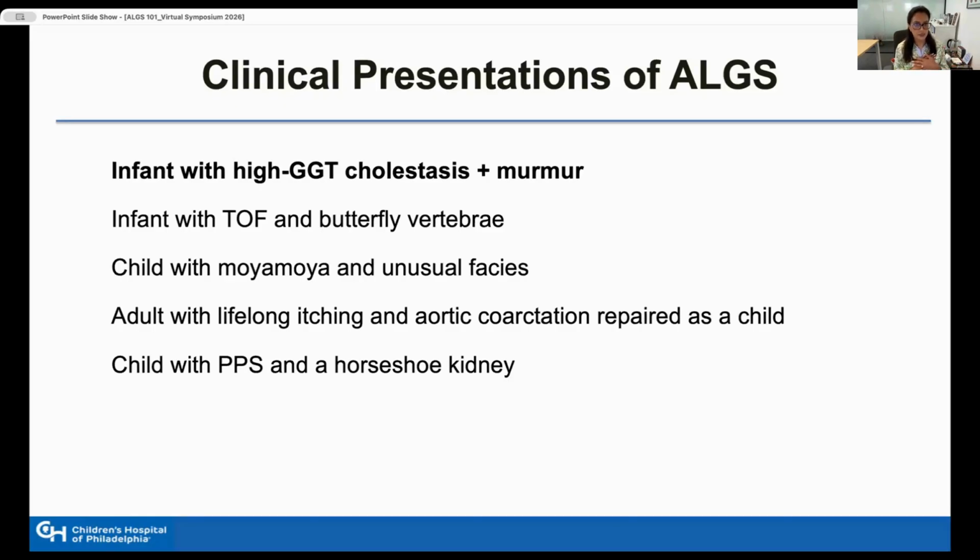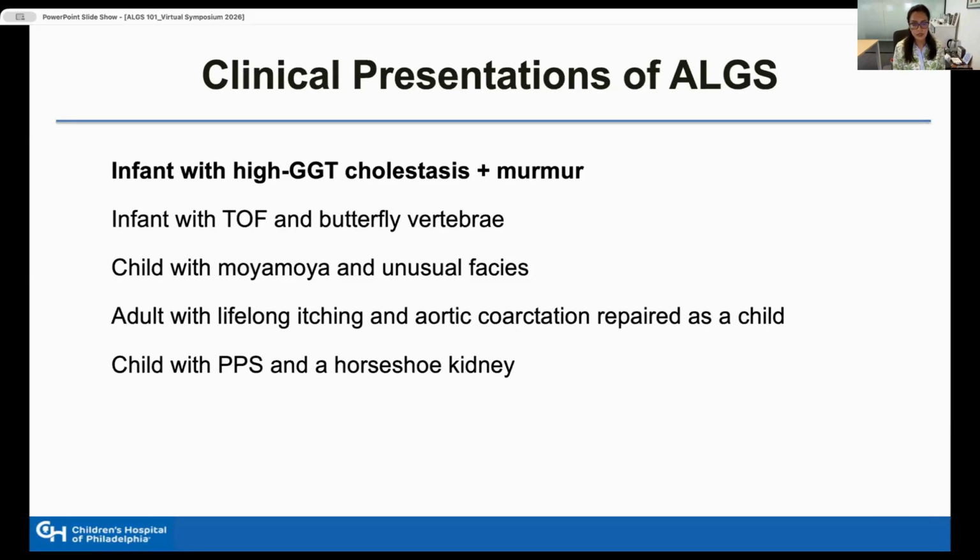An infant with tetralogy of Fallot, which is a significant heart defect, with butterfly vertebra. A child with moyamoya, which is narrowing of the blood vessels in the brain and strokes, with facial features. An adult who's been itching their whole life and had an aortic coarctation repaired as a child. Or a child that has peripheral pulmonary stenosis, that's narrowing in the blood vessels that go to the lungs, and a horseshoe kidney. So these are very, very different presentations. And that's how I go back to each patient's Alagille syndrome presentation and journey being very different.